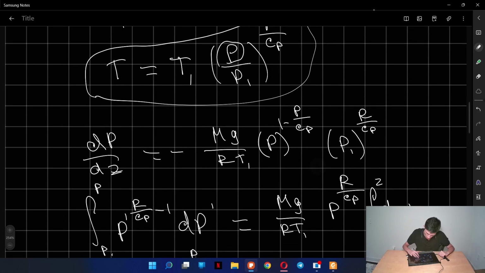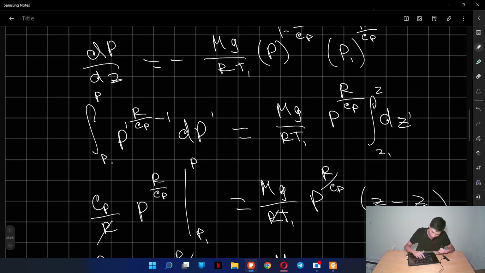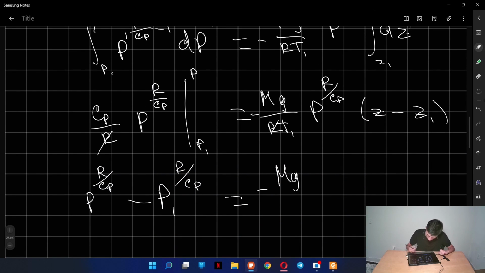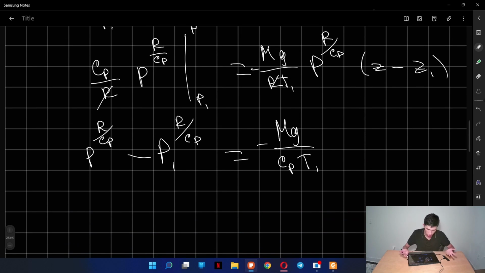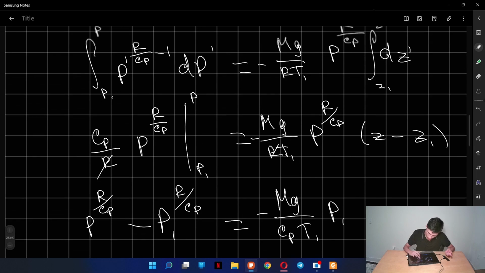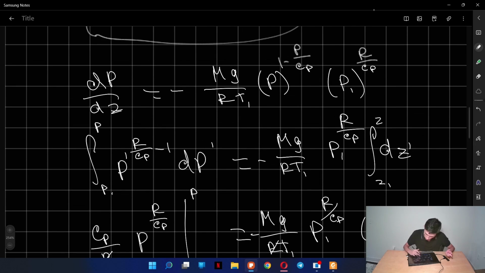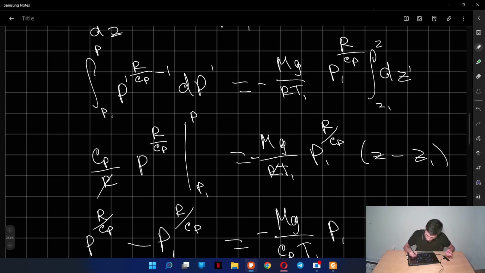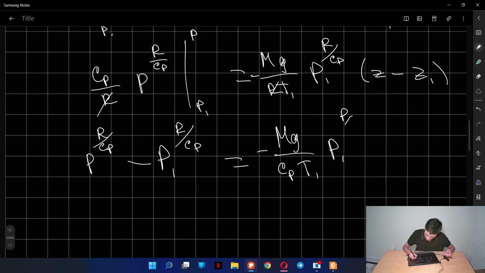you know what, I think I did another tiny error. I forgot this negative sign here and here and here. So mg over Cp T initial, so the R's got cancelled, right? And we have this pressure. I also forgot this initial value here. Yep. So R over Cp, z minus z initial.